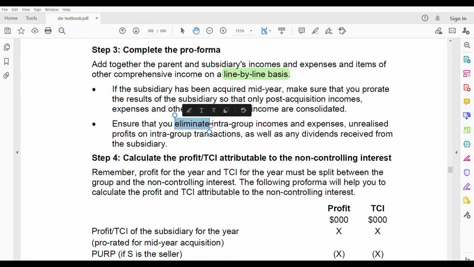And you have to eliminate intra-group income and expenses. Intra-group means when you are buying and selling between the parent and the subsidiary. It is not considered as a separate income or an expense, so that needs to be eliminated. Unrealized profit on intra-group transactions, all these things we will cover later on. Also, dividend received from the subsidiary. If you are receiving any dividend from the subsidiary, that also will be eliminated.